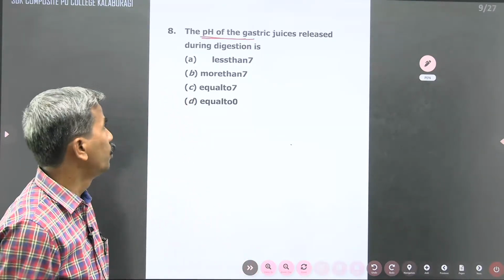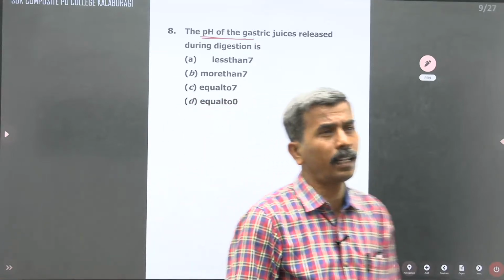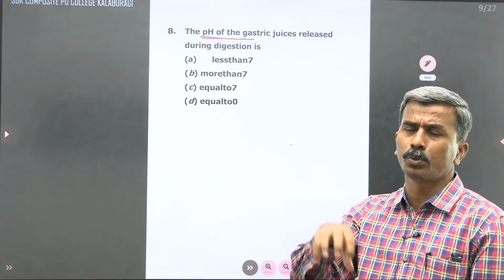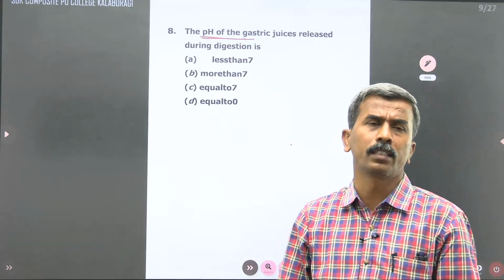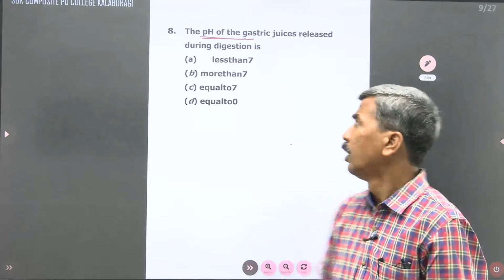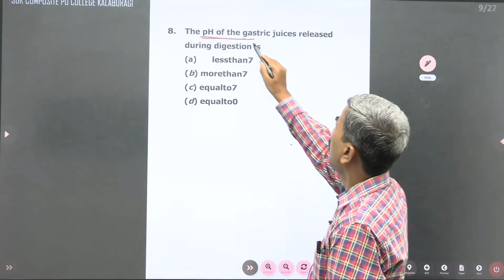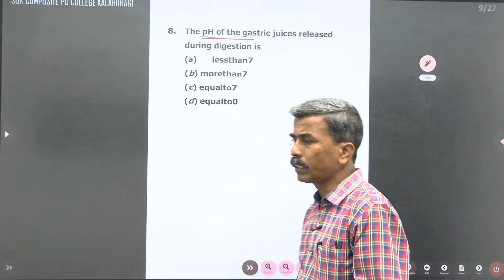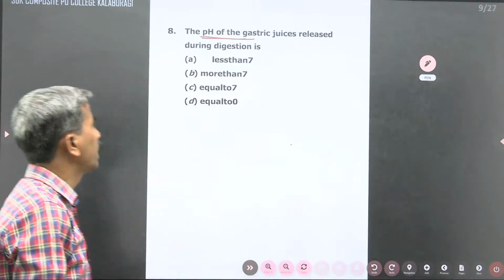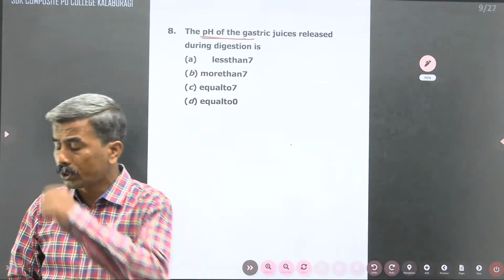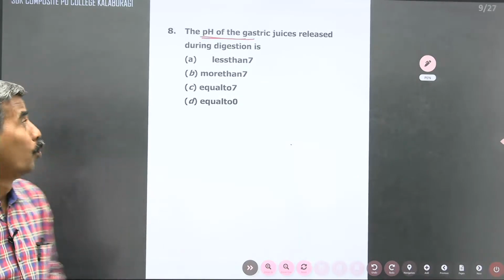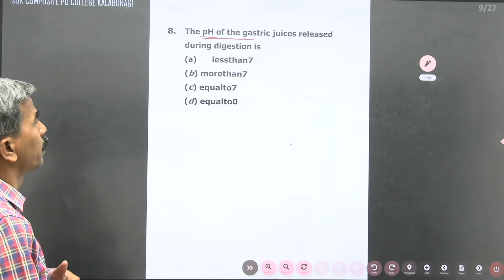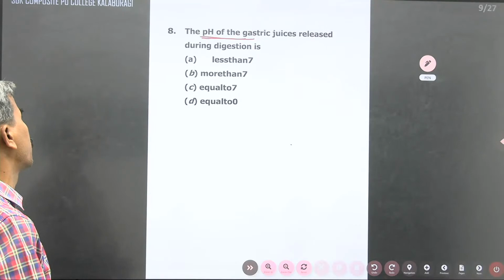Neutral. At the same time, with one chart I have given some of the common juices present in the body and what pH they have. Based on that, the question is about the gastric juice, which is present in the stomach. What pH does it have? The question statement is, what is the pH of the gastric juice which is released during digestion in your stomach.